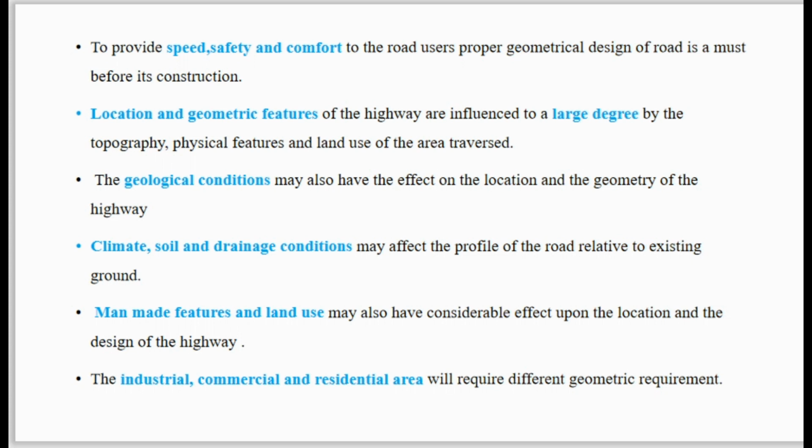Next, man-made features and land use. They also have a considerable effect upon the location and the design of the highways. Next, the industrial, commercial, and residential areas will require different geometrical requirements. This will be in consideration to the selection of the type of road pavement, the width of the road, then the design of the roads.